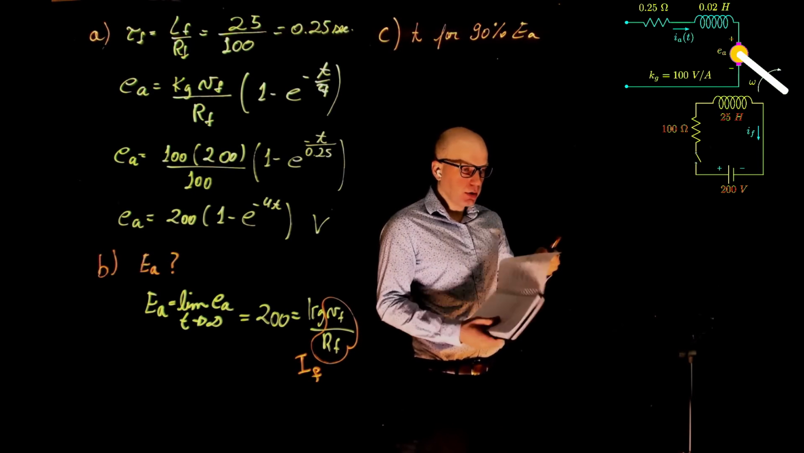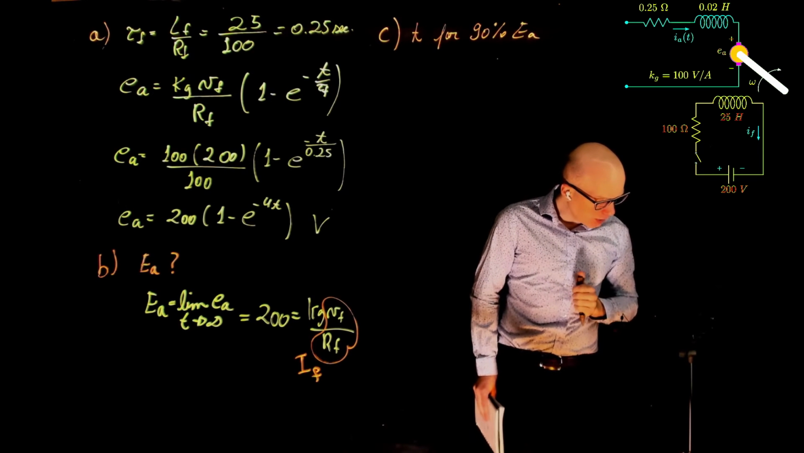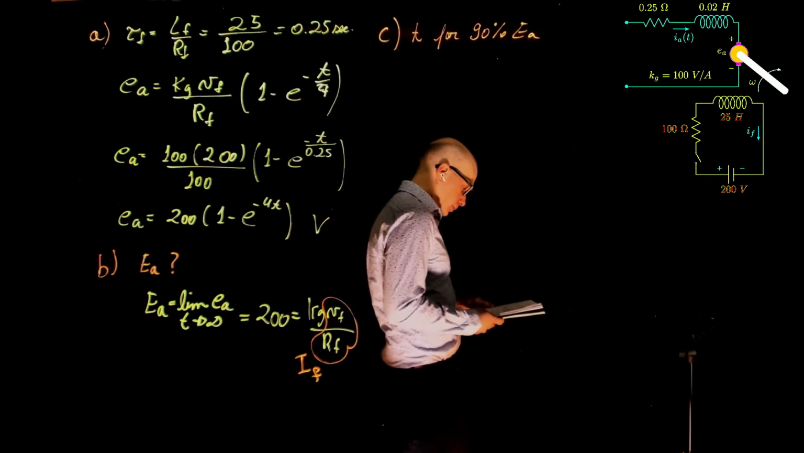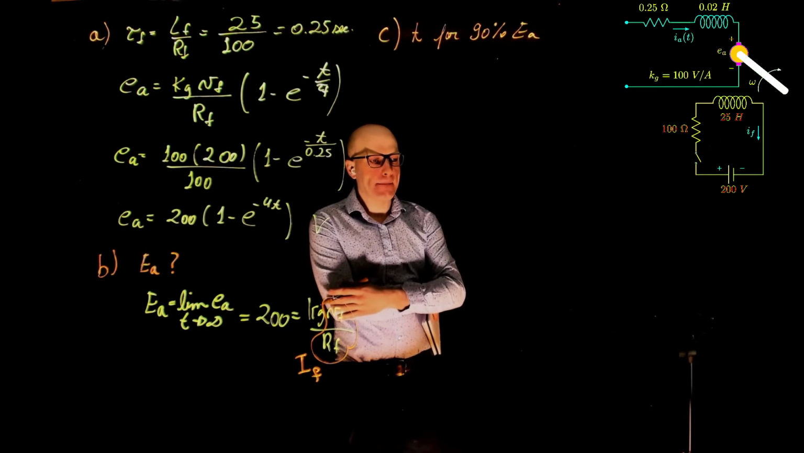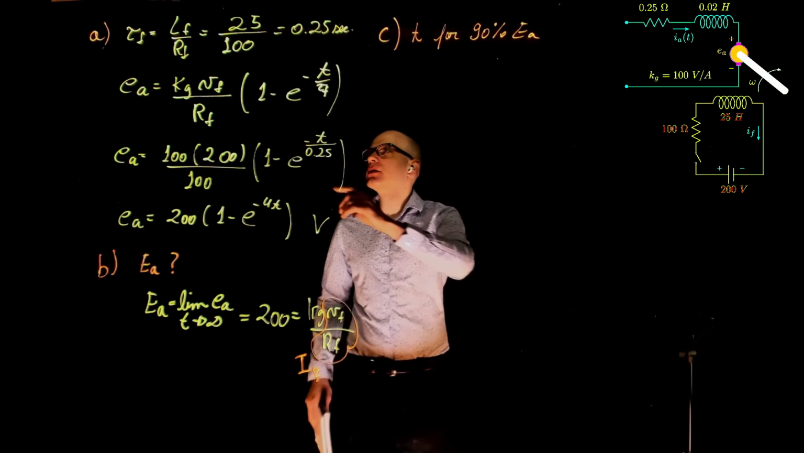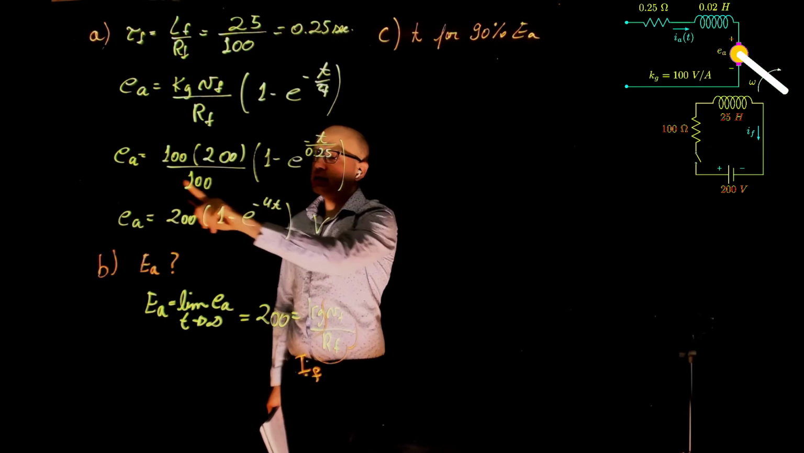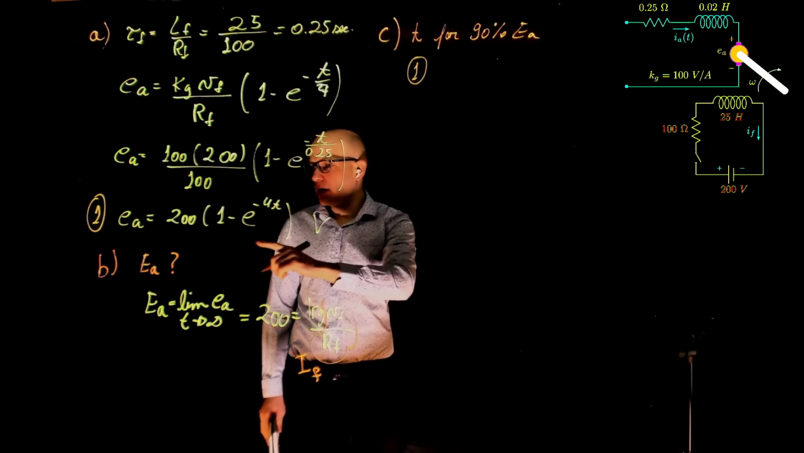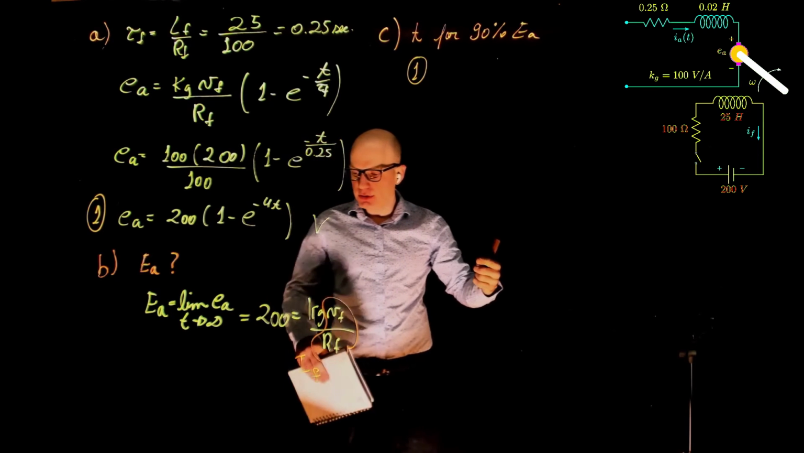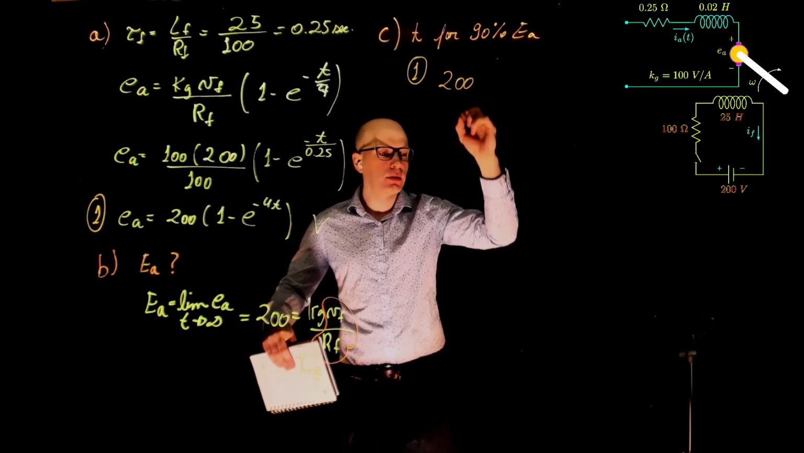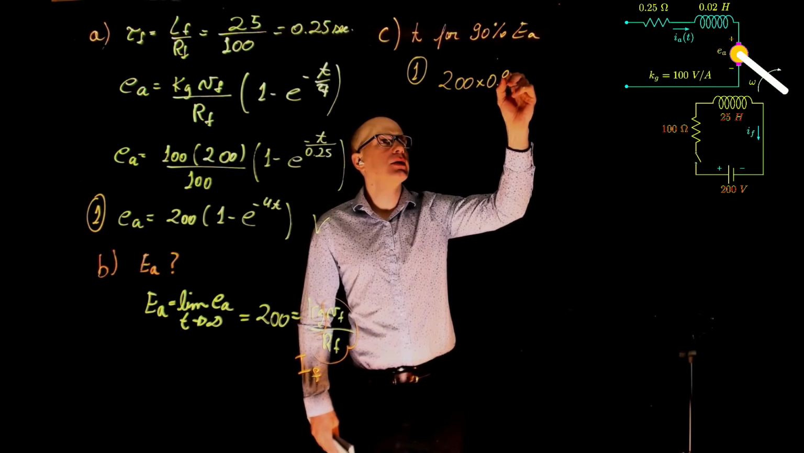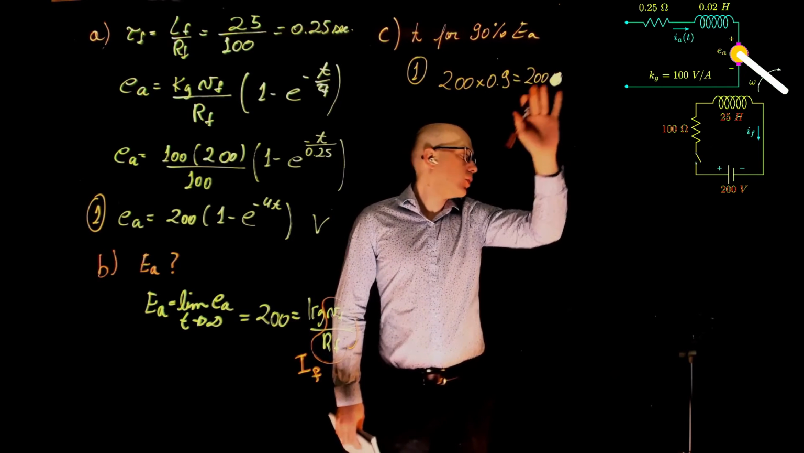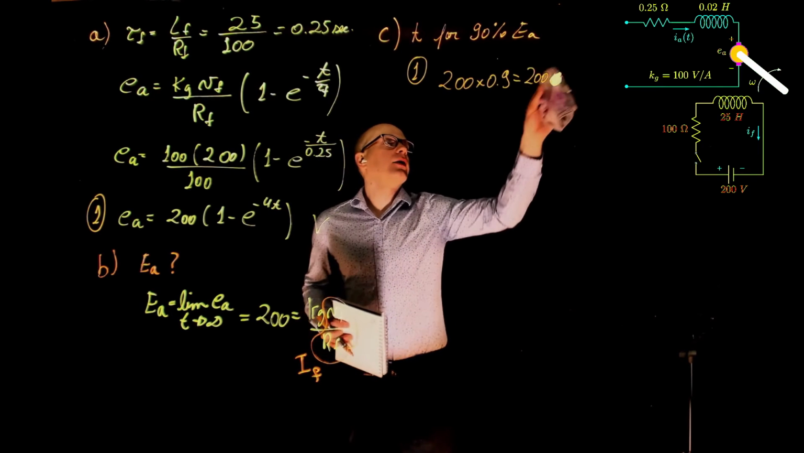Okay. So the next question is, what is the time required to raise the armature voltage to 90% of the steady state value? So how do we solve that? Make it equal to 180 and solve for t. Exactly. So we take this equation, let's call this equation 1, and say that we want the voltage to be 90% of the steady state value. The steady state value is 200 multiplied by 0.9 equals 200 times 1 minus exponential of negative 4t.